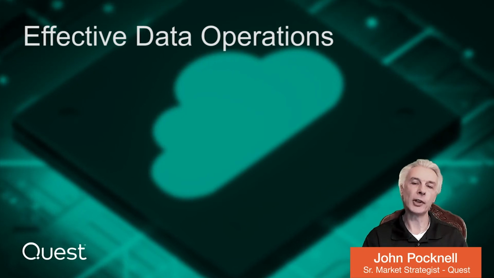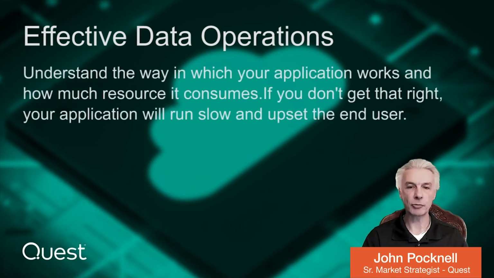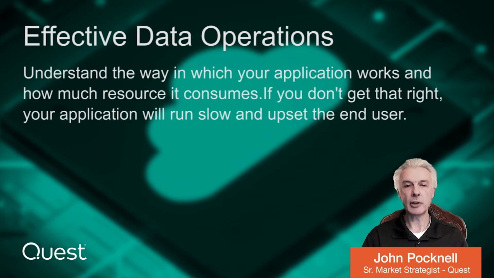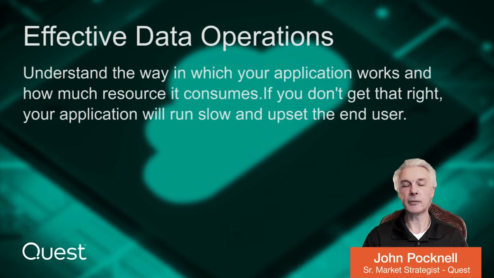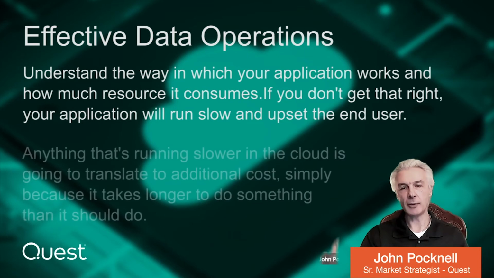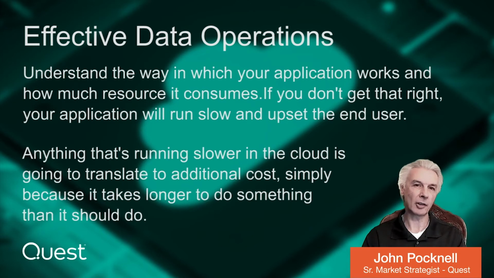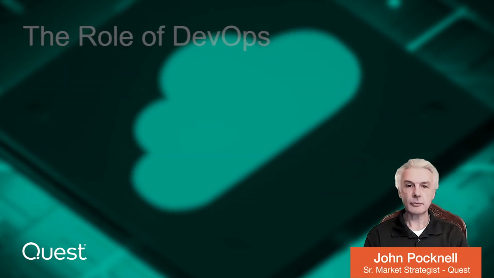So it's really important that you understand the way in which your application works and how much resource it consumes, because in your data center, if you don't get that right, it means that your application will run slow and it will upset the people that are using that application. When you move to the cloud, you get the same effect, but it's compounded by the fact that anything that's running slower in the cloud is going to translate to additional cost, simply because it's taking longer to do something than it should do. And therefore, the cost model is always going to penalize you.